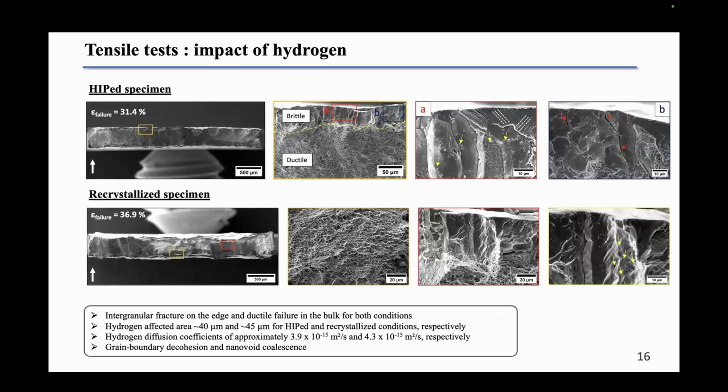So for HIPed and recrystallized, we didn't see any porosity, but we saw a brittle area and a ductile fracture on the bulk of the specimen. So we were able to see grain decohesion and slip bands too. Same observation for the recrystallized specimen. If we measure the thickness of the hydrogen-affected area, we can estimate the diffusion coefficient of around 4 × 10^-15 square meters per second for both conditions.